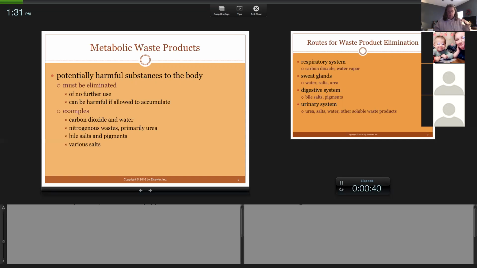If they accumulate, they will cause various side effects and clinical signs that I'll talk about. But they're of no further use. They can't be recycled. They can't be reused. And we have to get rid of them.